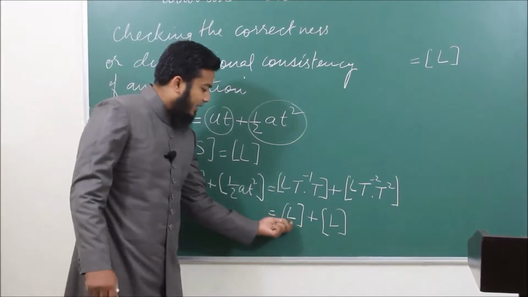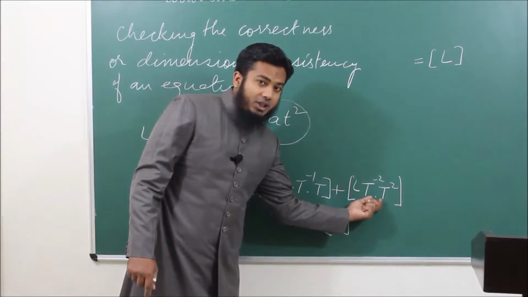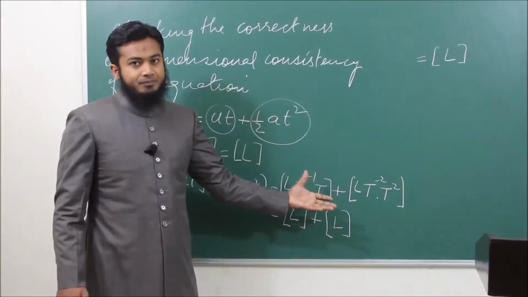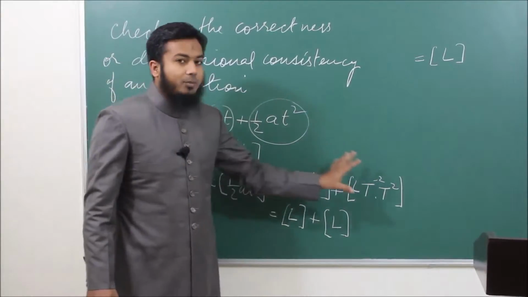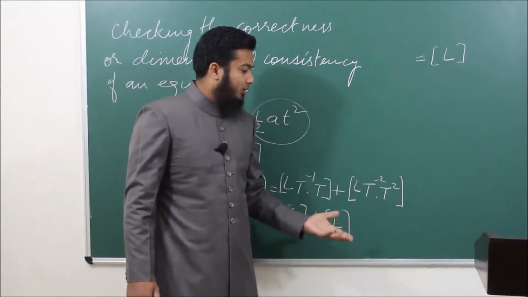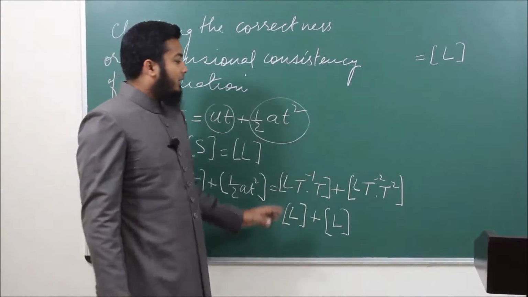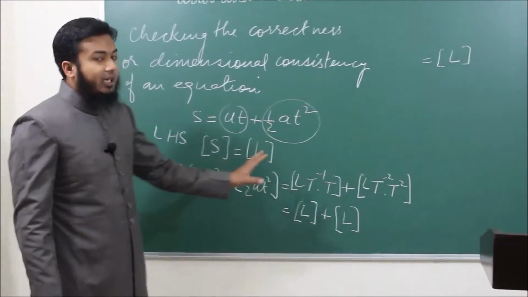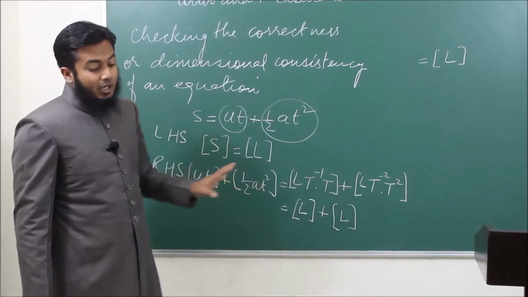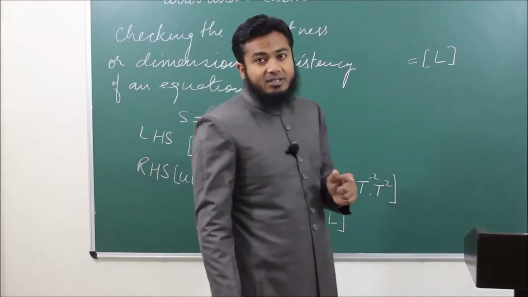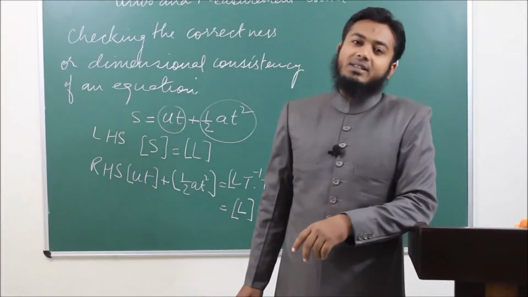And since this is L and this is LT, you cannot add them. One part has length, the other part has LT, so it is a different quantity, and different quantities we cannot add. That means this formula will become dimensionally inconsistent. So if a formula is dimensionally inconsistent, then surely we can say that it is incorrect.